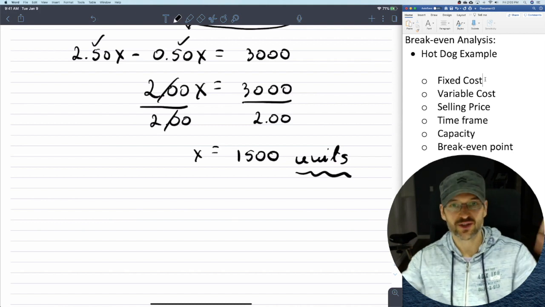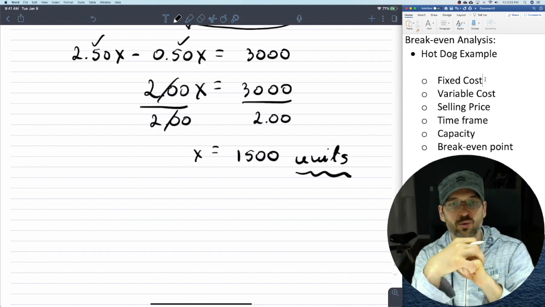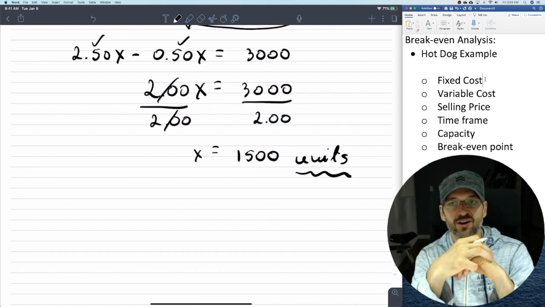All right, so this is the introduction to our break-even analysis, hopefully through a simple enough example that you can kind of gauge what was talked about.